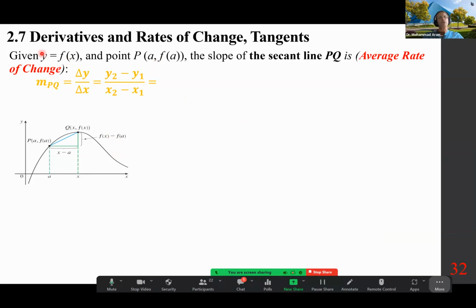If you have 2 points, given y equals f of x, and point A, comma, f of a, the slope of a secant line PQ, there's another point Q with coordinates x and f of x, which represents the average rate of change. So M of PQ is rise over run, delta y over delta x, y sub 2 minus y sub 1 over x sub 2 minus x sub 1.